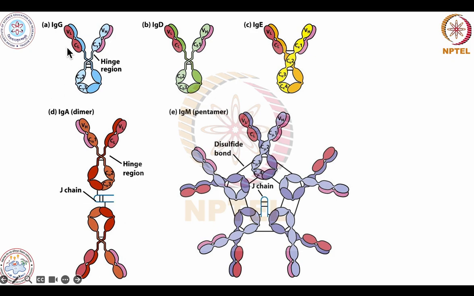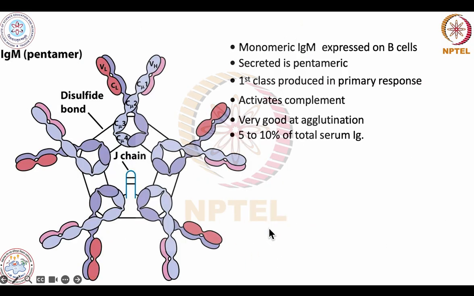So this is IgG: variable light chain, constant light chain, variable heavy chain, constant heavy chain. This hinge region is present in IgG. IgD looks similar, and so do IgE and IgA, which can be dimerized. It has a J chain also, which helps in solubility. IgM can be pentameric. You can see disulfide bonds are present between the five monomers, and one J chain is present.